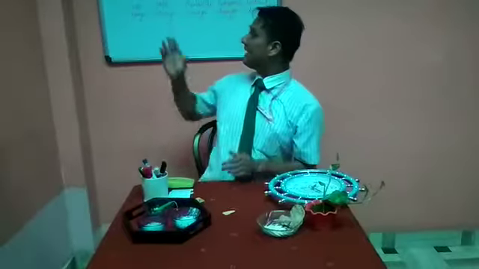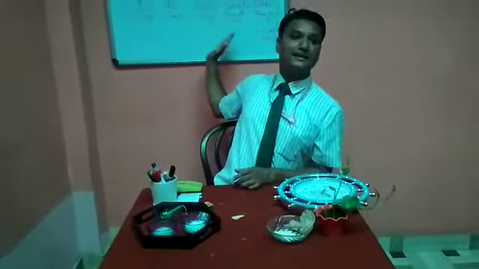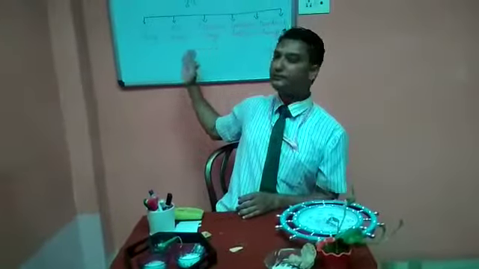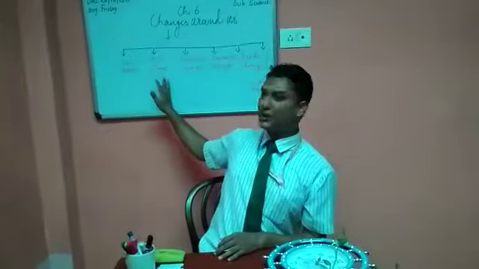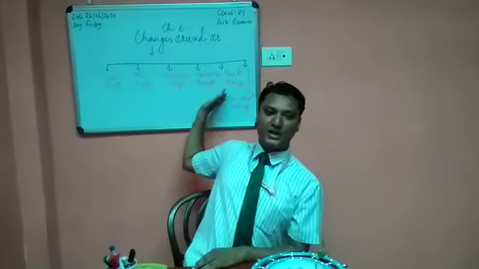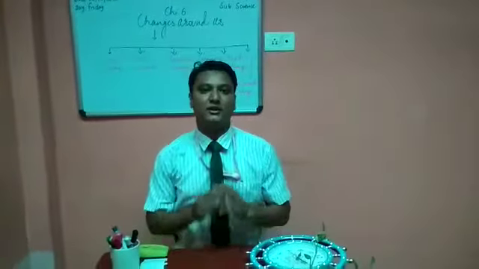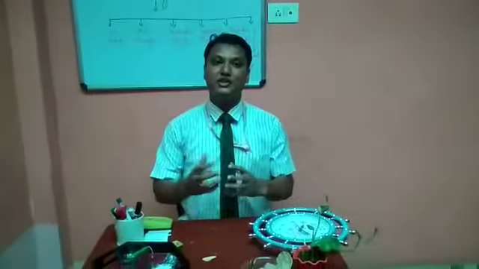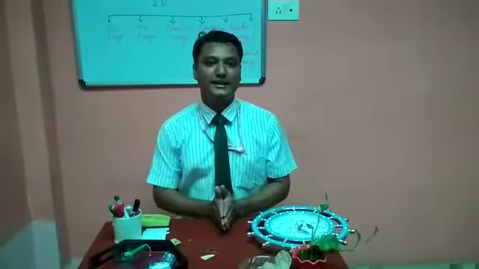So let's understand the 6 types of changes: slow change, fast change, reversible change, irreversible change, periodic change and non-periodic change. Let's understand each one of these changes with an example.